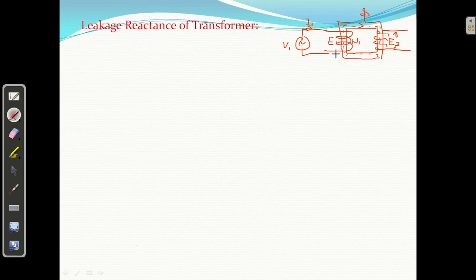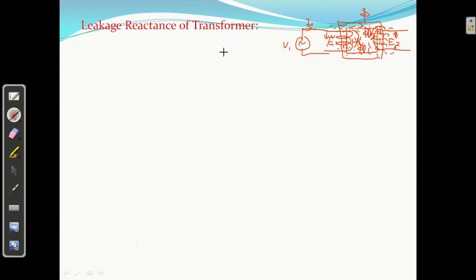There is no leakage flux, which means what? There is no leakage flux here. This is called phi L1, the leakage flux on the primary side, and this on the secondary side is phi L2. So in the case of an ideal transformer, there is no leakage flux, phi L1 and phi L2 are 0. But in an actual transformer, leakage flux will always be there. You can minimize it by using sandwich type winding. You can minimize the leakage flux, but it will not be zero, right?